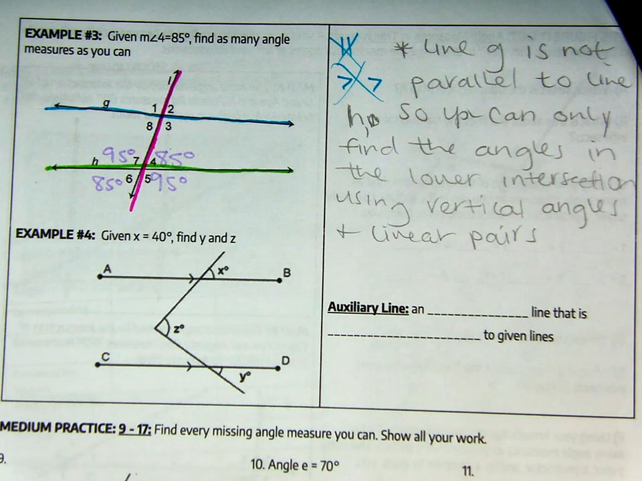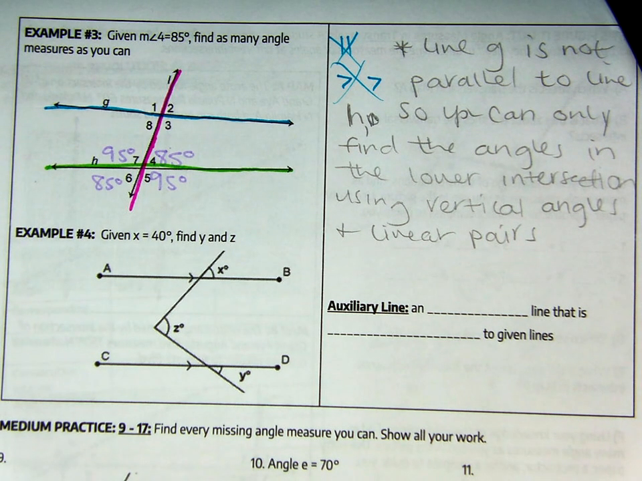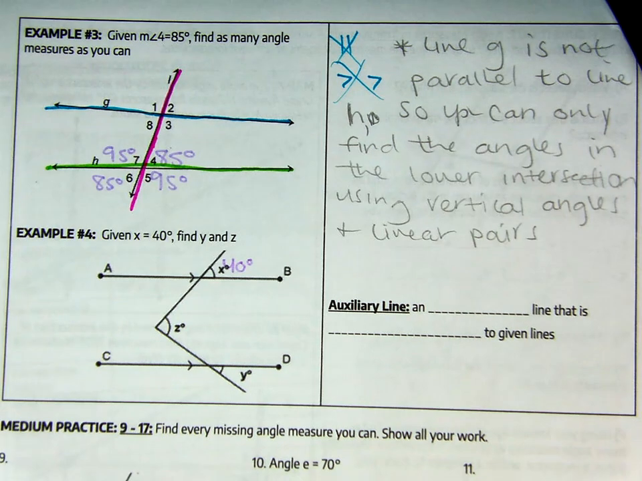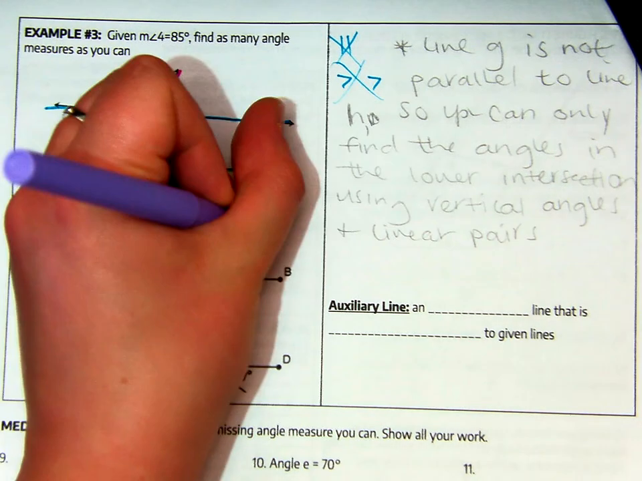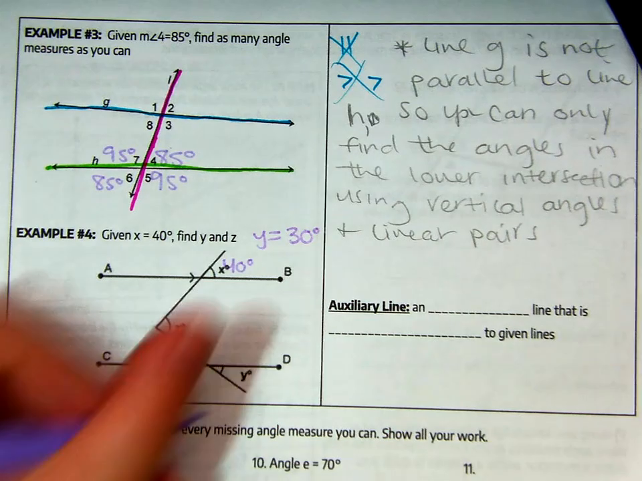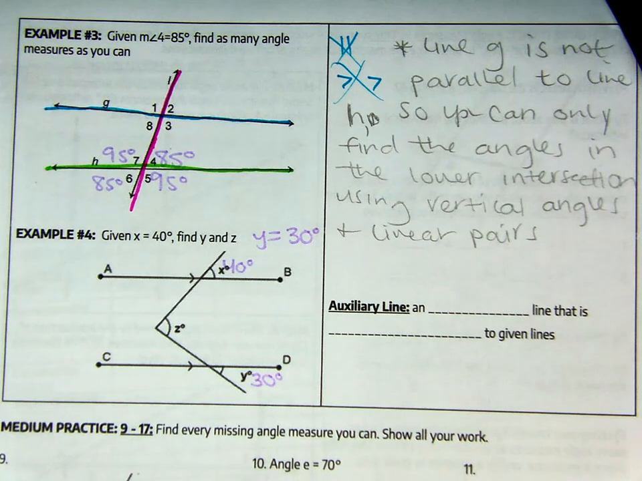Here is a picture that looks like this. When x equals 40 degrees, this angle is 40 degrees. Let's find y and z. I also need to tell you that y equals 30 degrees. Okay? So y equals 30 degrees.